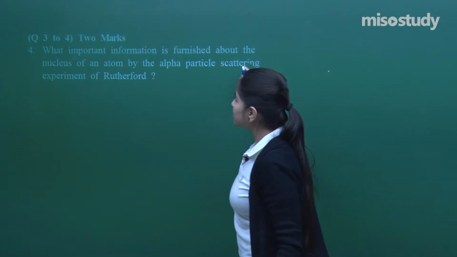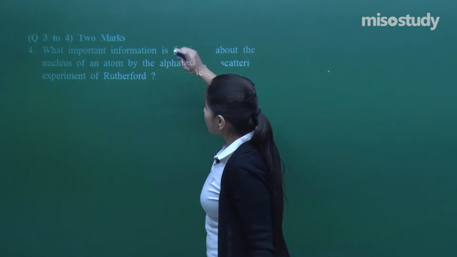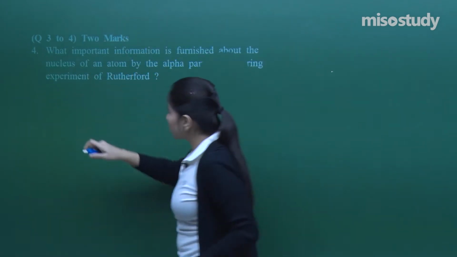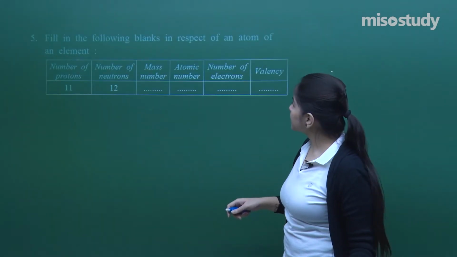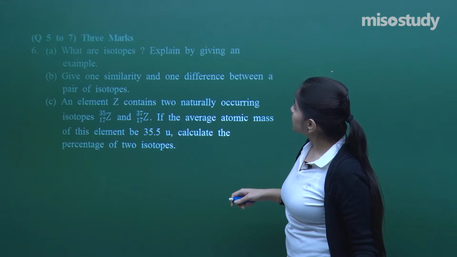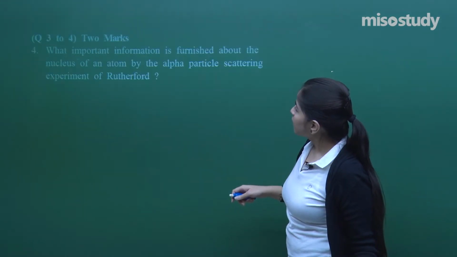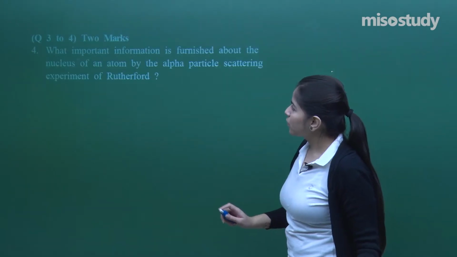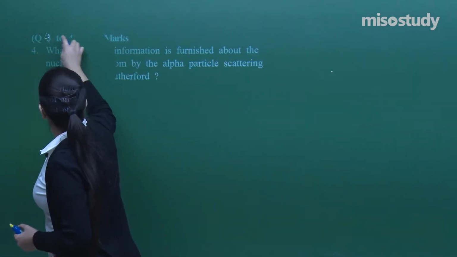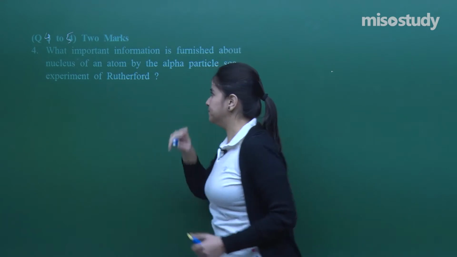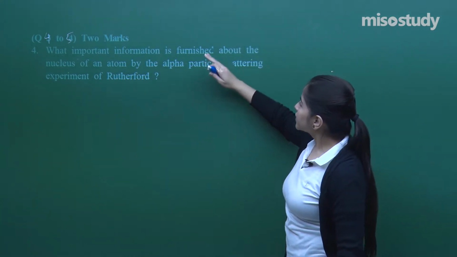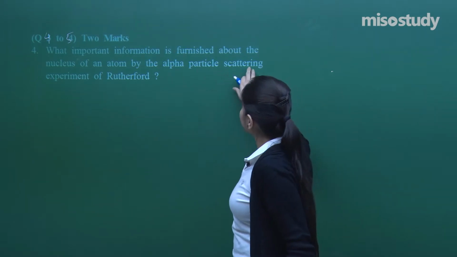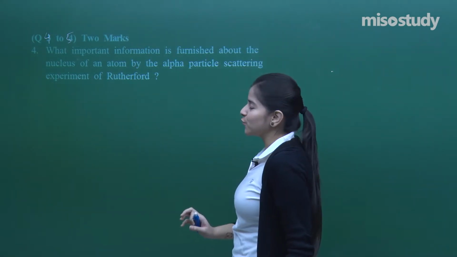Now comes the 2 mark questions. Question numbers 4 and 5 will be 2 mark questions, so just make a correction over here. Now, what important information is furnished about the nucleus of an atom by the alpha particle scattering experiment of Rutherford?